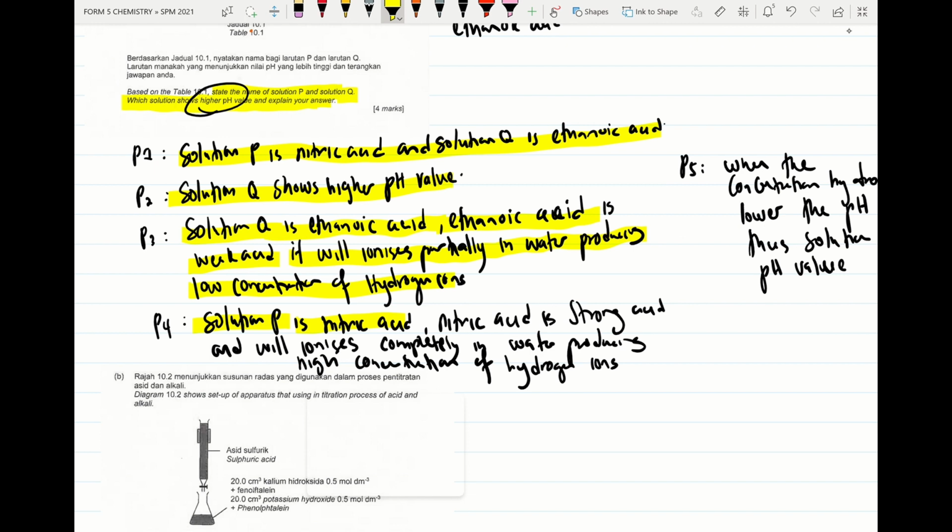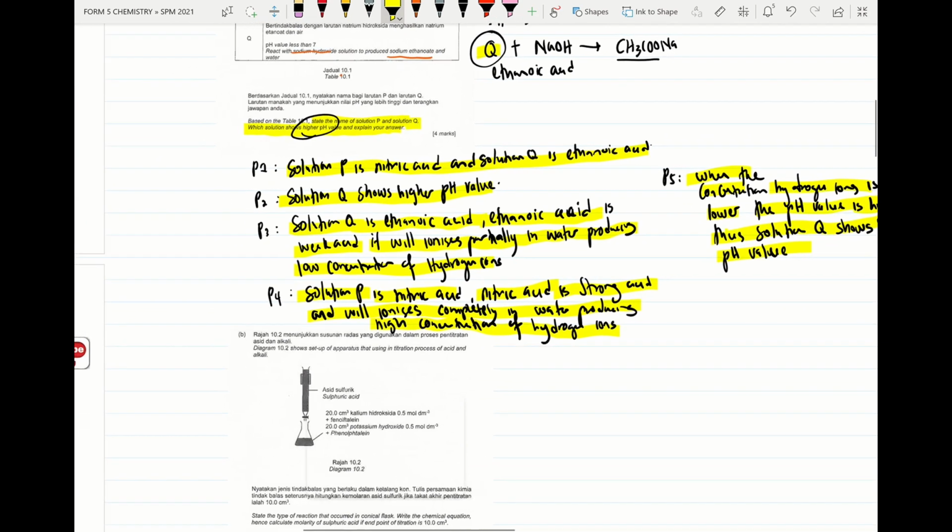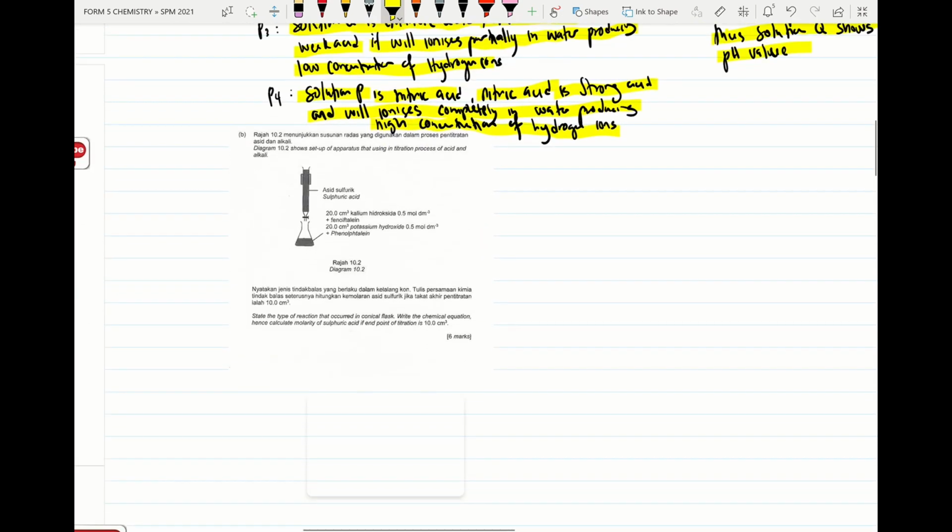Solution P is nitric acid. Nitric acid is a strong acid. It will ionize completely in water, producing high concentration of hydrogen ion. When the concentration of hydrogen ion is lower, the pH value is higher. Thus, solution Q shows higher pH value. So we are already entitled to get 4 marks.